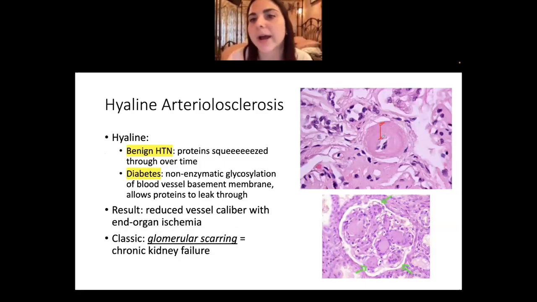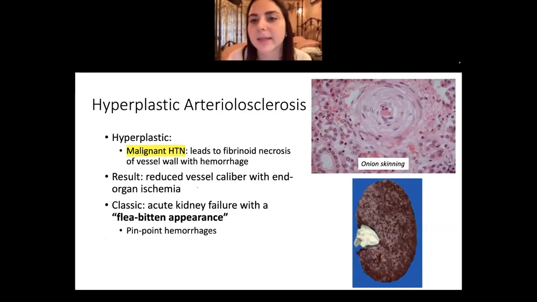So now this looks very different from this. If you saw a slide and they asked you, is this hyaline or hyperplastic? This is pink hyaline. This looks like hyaline. It looks like that pink deposited material. Whereas this looks like layers. Like I can peel this back like an onion. So they call that onion skinning.